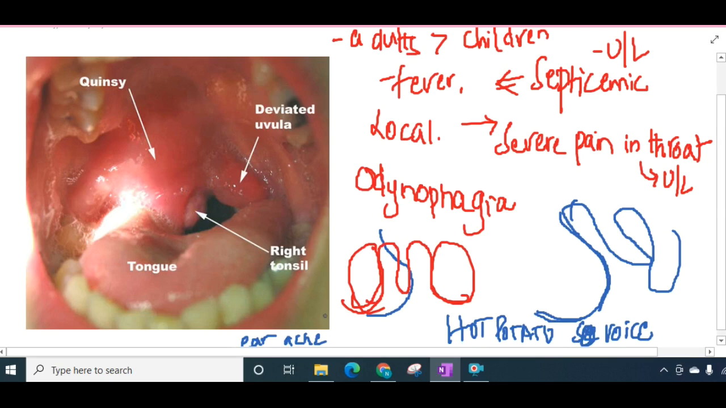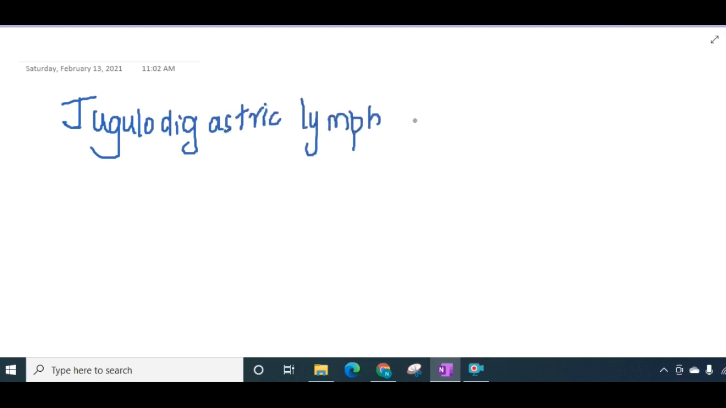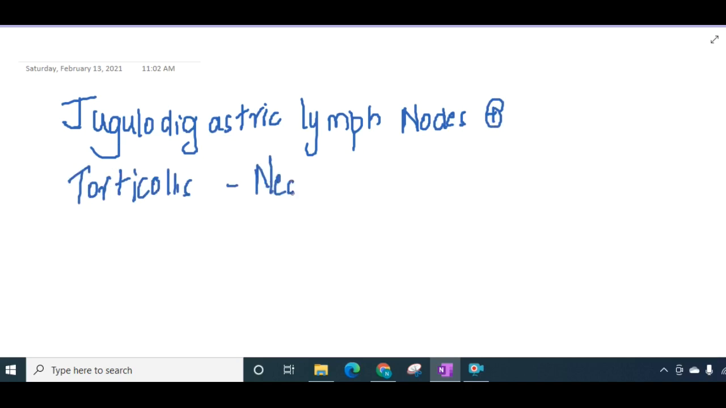Cervical lymphadenopathy can be seen, especially if you see the jugulodigastric lymph nodes are enlarged. Jugulodigastric lymph nodes are enlarged in these patients, and they will try to keep the neck tilted to one side, especially to the side of the abscess. So the neck is tilted to the side of the abscess. This is called torticollis.